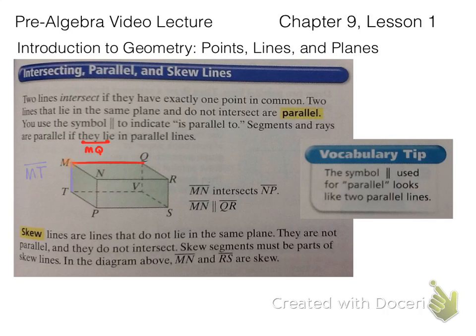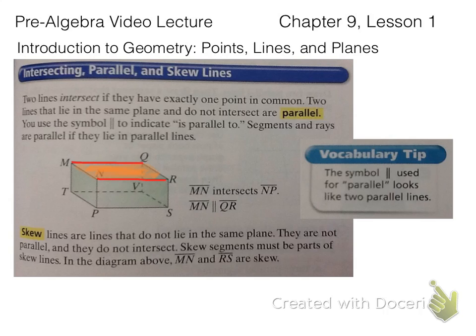So I could say that I have a plane. I'm going to erase this. I have a plane, and my plane is right here. It's basically the plane that's formed by M, N, Q, and R. And I can say that lines are parallel if they lie on that same plane and are in fact parallel.